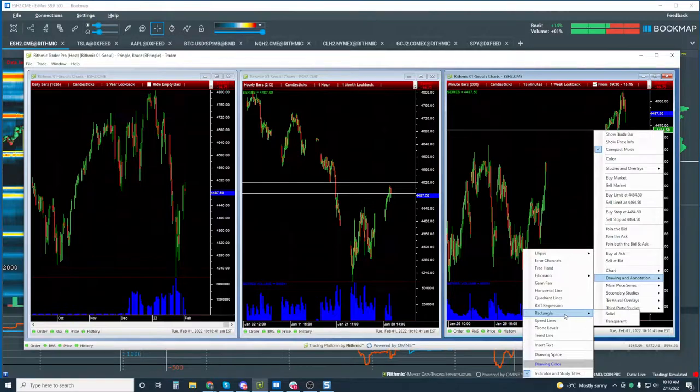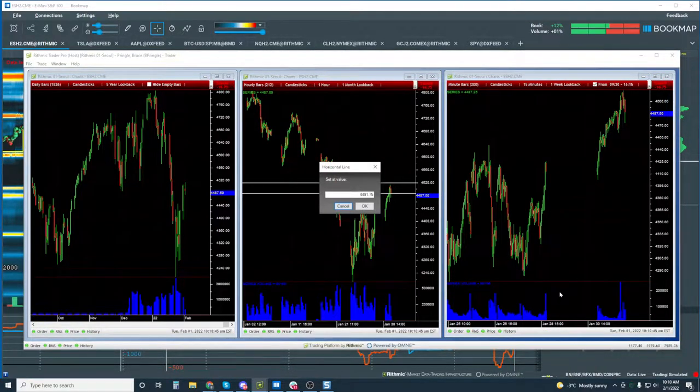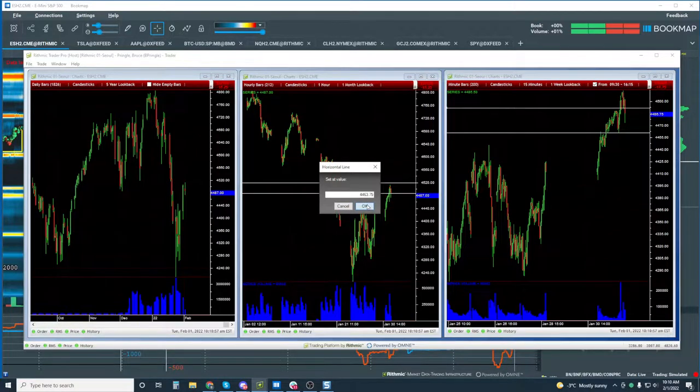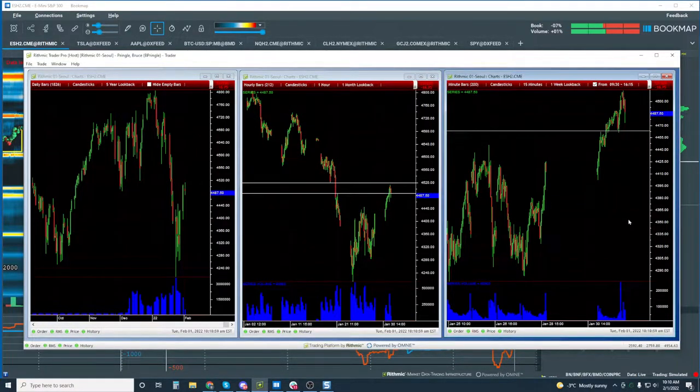Horizontal line. Where is it? There it is. At 91. I just don't get this platform. Okay, that's where we want it. All right, we'll keep an eye out for a pullback to that area if these sellers continue in here.